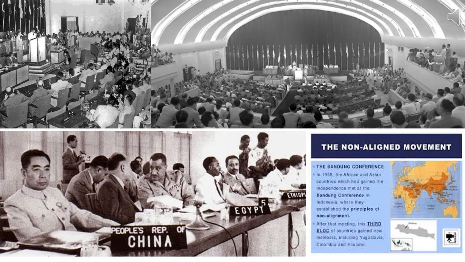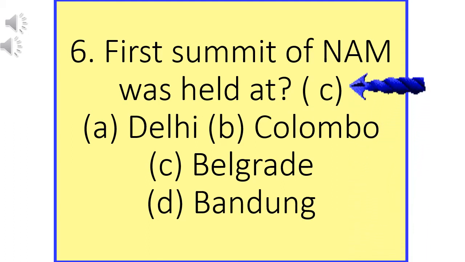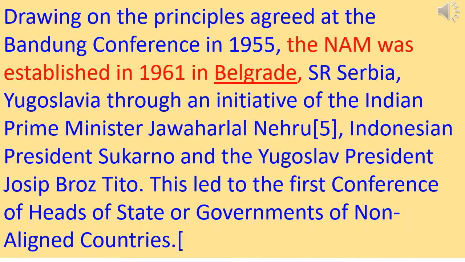The Non-Aligned Movement, information and image. First summit of NAM was held at: A. Delhi, B. Colombo, C. Belgrade, D. Bandung. The correct answer is C, Belgrade. Useful information about NAM.